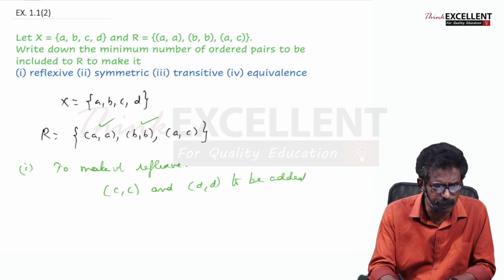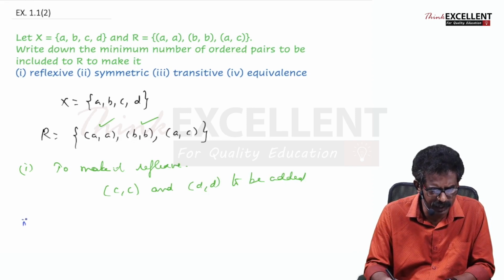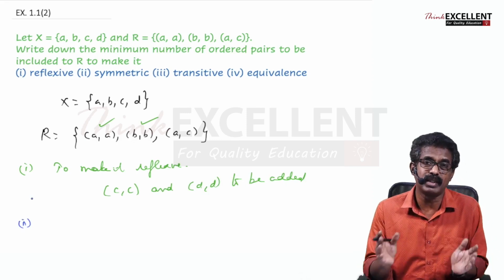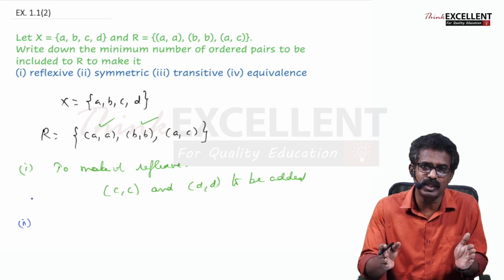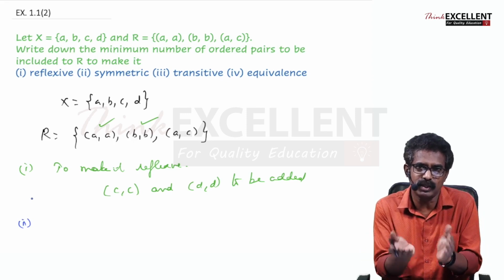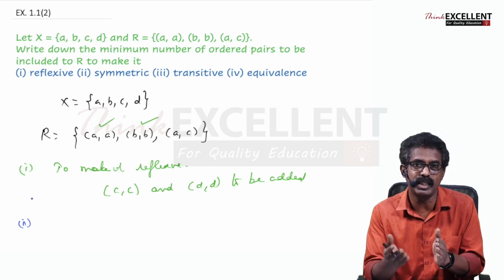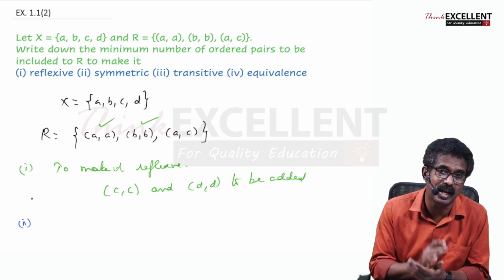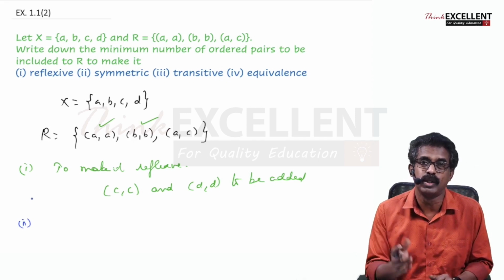Okay, we go for the second part. Second part is symmetric. Is it symmetric? Symmetric means don't check everything. In the given relation, suppose A is related to B, you reverse and check. Suppose 2 is related to 3, you check whether 3 related to 2 is there or not. If not, it is not symmetric. You have to include that.